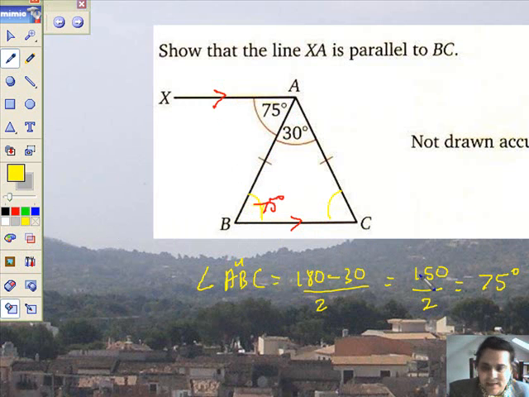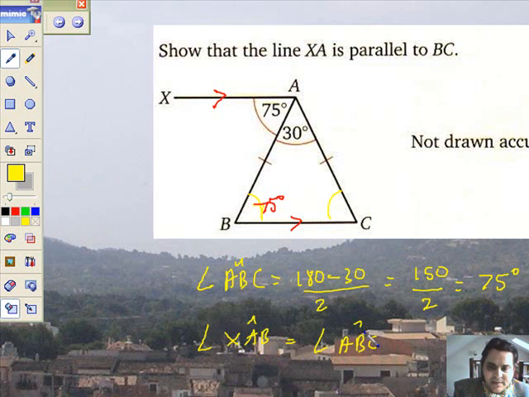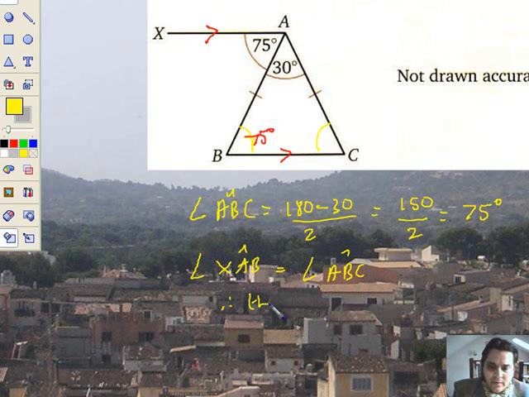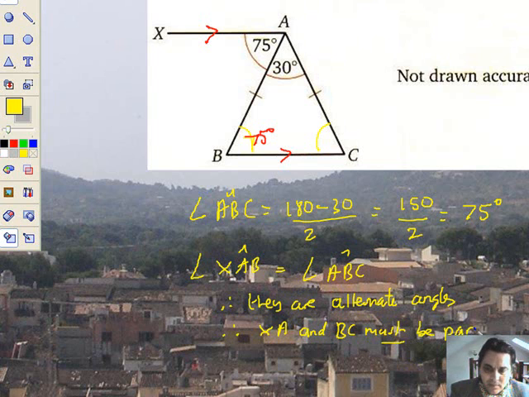So let me just write that up a little bit so it stands out to get my grade C. Right, so I've proven that angle's 75 degrees, and I'm now going to say angle XAB equals angle ABC. Therefore, they are alternate angles. Therefore, XA and BC must be parallel.